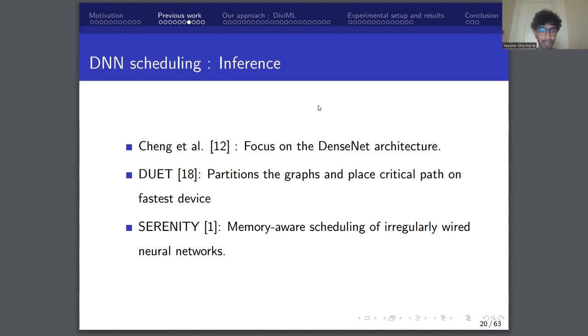Duet is a work that works by coarsening our graph at a really high level, partitioning the graph onto different modules, and placing the critical path of this coarsened graph on the fastest device and organizing the rest of the solution around this in a post-processing manner. Finally, Serenity works on scheduling irregularly wired neural networks, proposing one of the first principled works to do that, but the objective differs from ours, which is, in their case, optimizing the memory footprint.